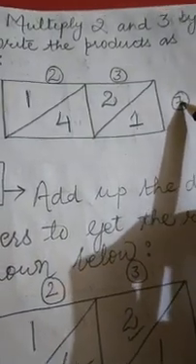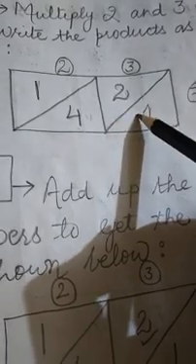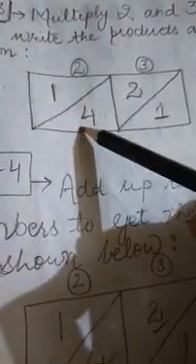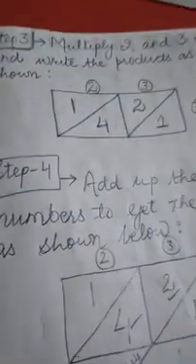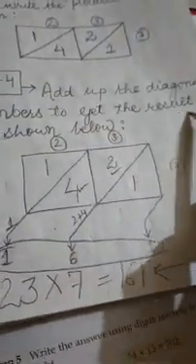See it again. 7 3s are 21, so we will write 21 like this. 7 2s are 14, so we will write 14 like this. Now what is our next step? Step 4: add up the diagonal numbers to get the result.